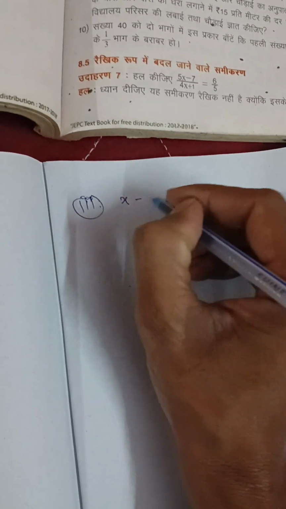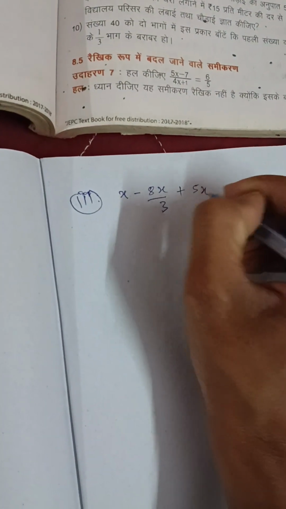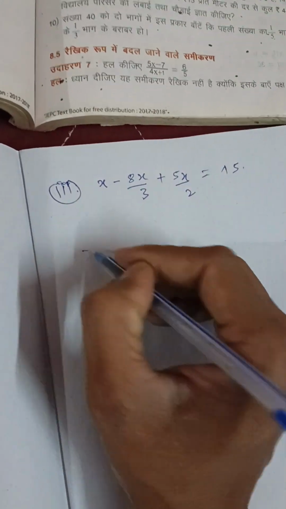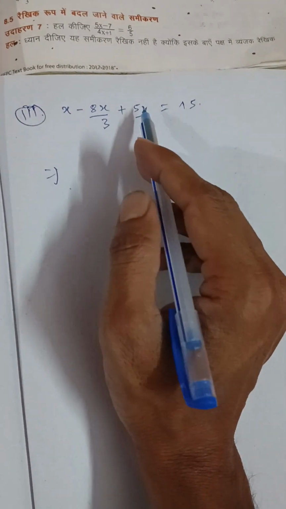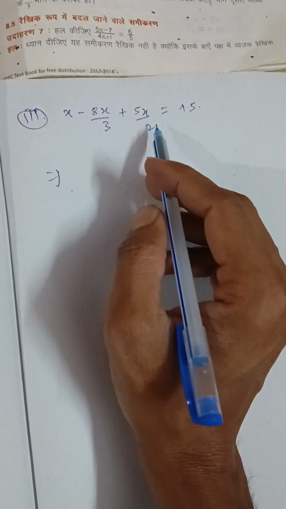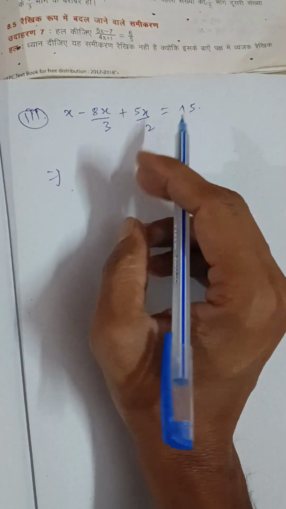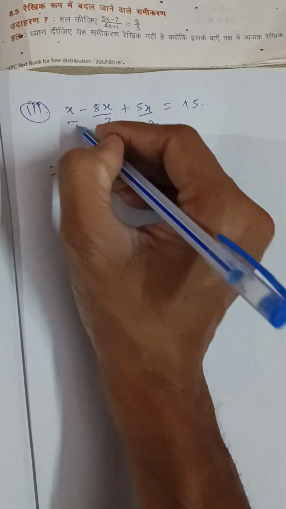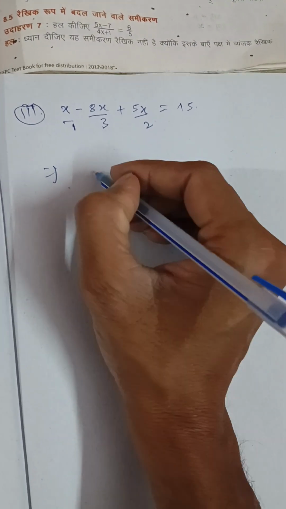x minus 8x divided by 3 plus 5x divided by 2 equal to 15. So variables are on the left hand side and the number is on the right hand side, so there is no change of sign. So x here is 1, so LCM of 3 and 2 is 6.